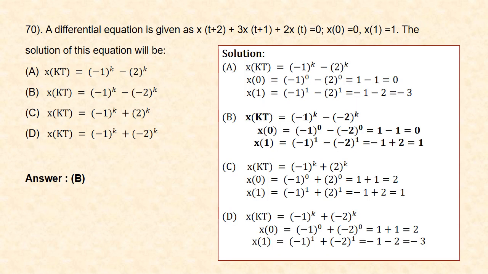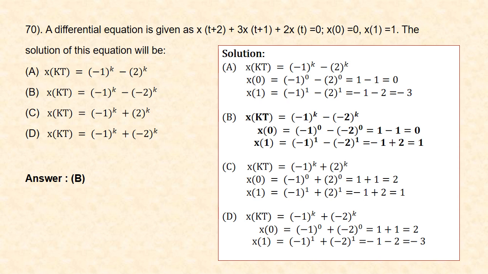Next question. A differential equation is given as x of t plus 2 plus 3 into x of t plus 1 plus 2 into x of t is equal to 0. They have given x of 0 is equal to 0 and x of 1 is equal to 1. The solution of this equation will be. To find the solution, they have given two conditions, x of 0 is equal to 0 and x of 1 is equal to 1.